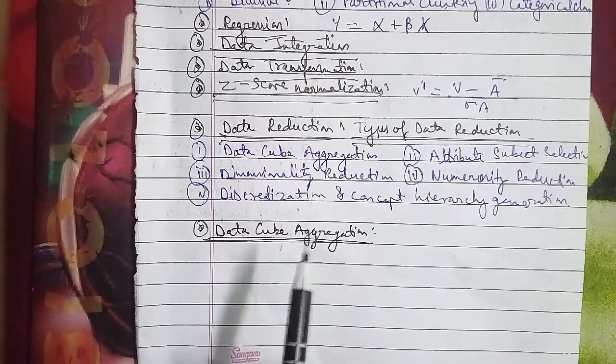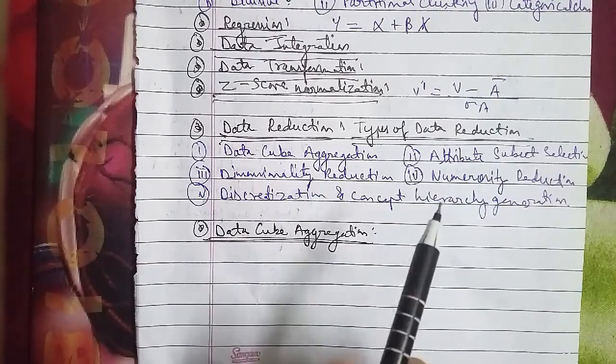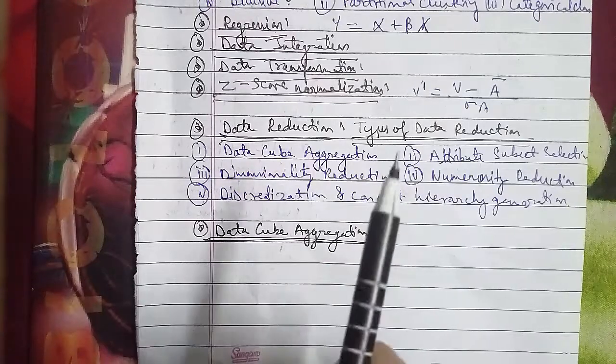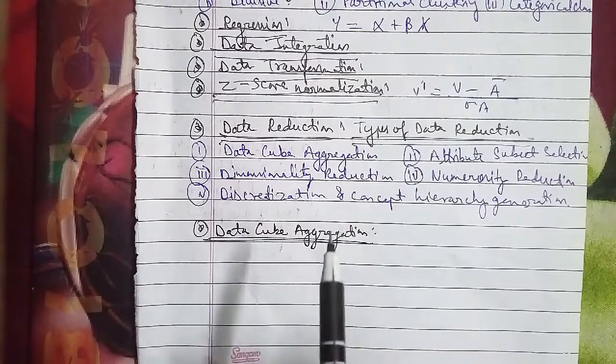Let's go ahead to another one that we have to discuss: explain the attribute subset selection method for data reduction with an example. So let's go ahead and discuss attribute subset selection.